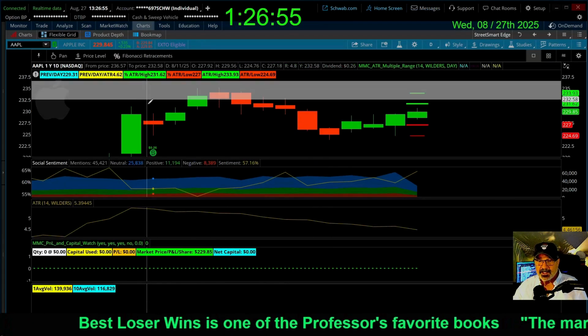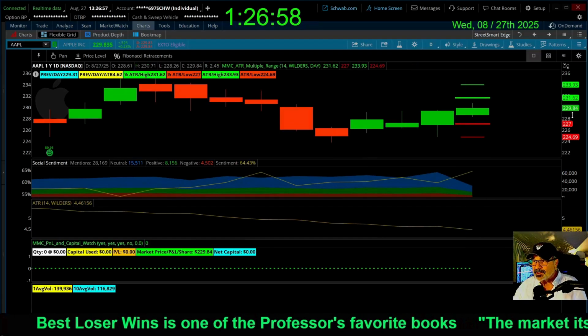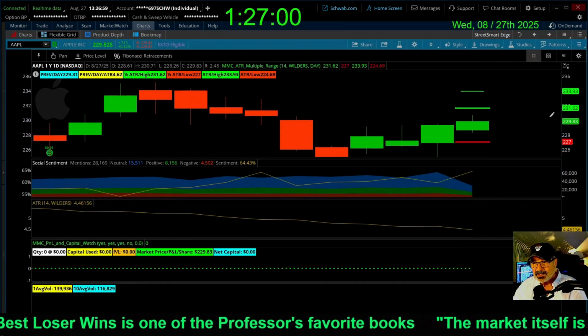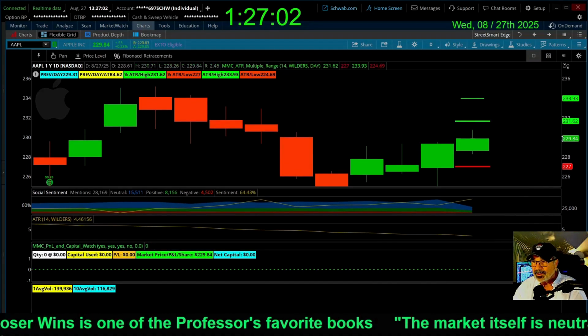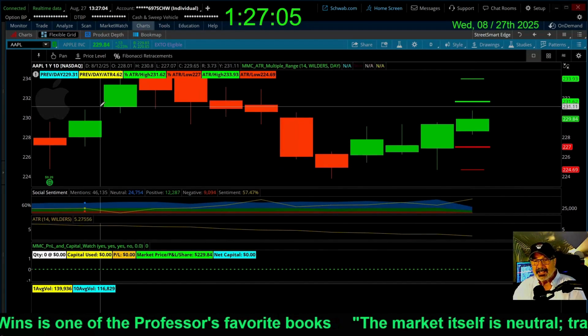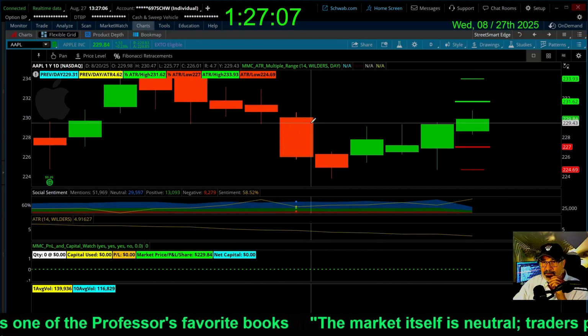So this is 14 days right here. Let's just zoom in there so you don't have to do this. I'm just trying to make it easier to figure out for you, right? You're looking at that range, and it's going to average it for you.